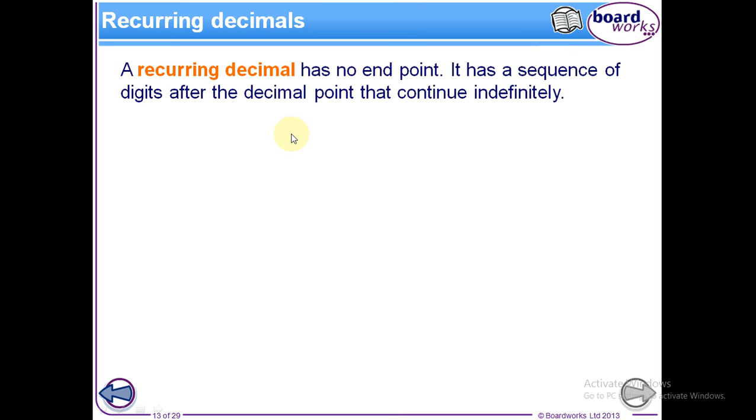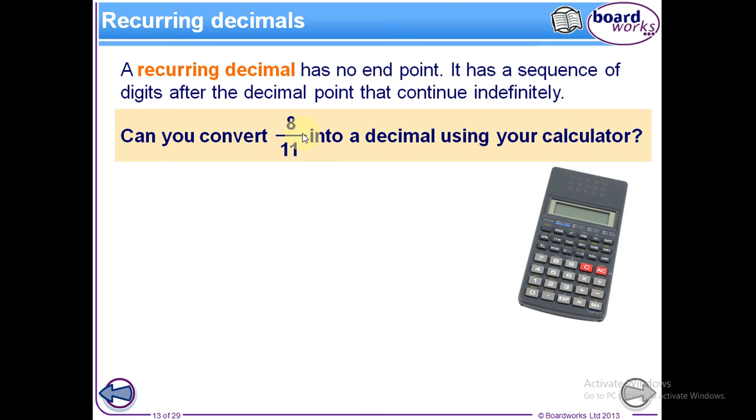Now, a recurring decimal has no endpoint. It has a sequence of digits after the decimal point that continue indefinitely. So let's take a look at this. Can you convert 8 out of 11 into a decimal? We are asked to use our calculator, guys. 8 divided by 11, and my answer here is 0.7272727. So 72 repeats indefinitely, and the calculator just helps you round it.